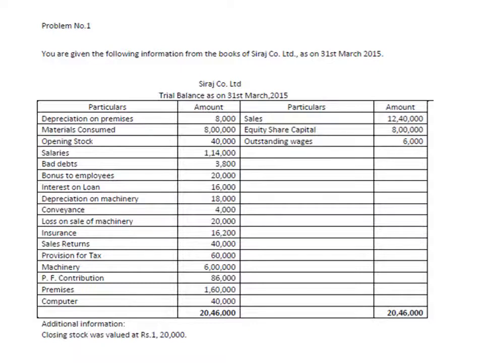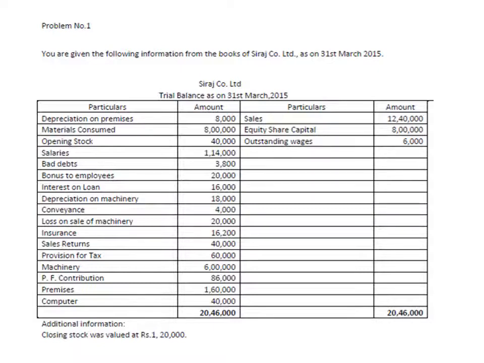Salaries come under employee benefit expenses because you are spending them for your employees. Again, bonus to employees also come under employee benefit expenses. Then we have interest on loan. Then we have depreciation on machinery, which we have already considered. Conveyance is the other expenses. And then we have loss on sale of machinery is also other expense.